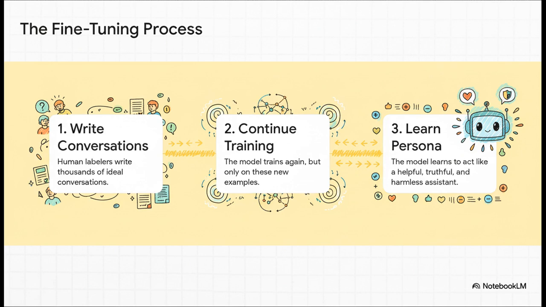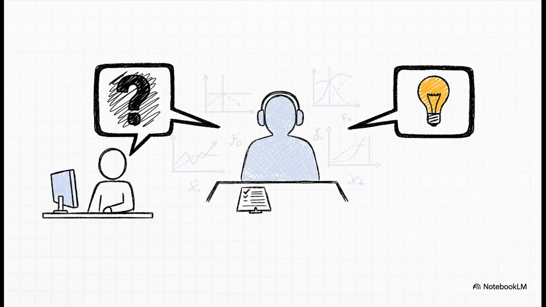The base model then continues its training, but only on this new, refined dataset. It's essentially learning the persona of a helpful, truthful, and harmless assistant. So let this sink in for a second, because it's a really important mental shift.